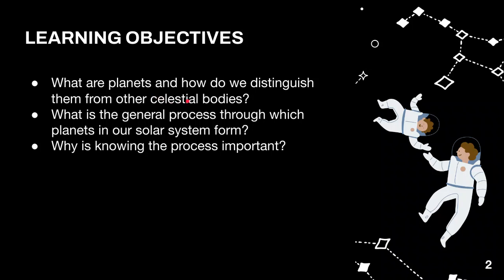First, what are planets and how do we distinguish them from other celestial bodies? Second, what is the general process through which planets in our solar system form? Finally, why is knowing the process so important?